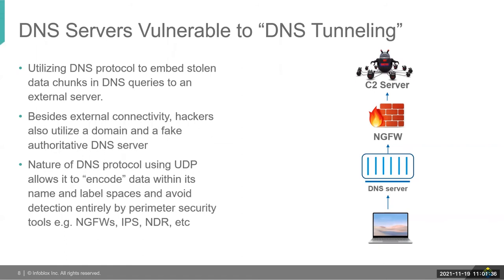The nature of the DNS protocol, which uses UDP, allows this to encode data. That is how they break up data into small chunks, encode it, and send it out piece by piece, within the name and label spaces. That's why your NGFWs, IPS, and other tools that you typically have in your environment cannot detect this stealthy and subtle way of exfiltrating data.